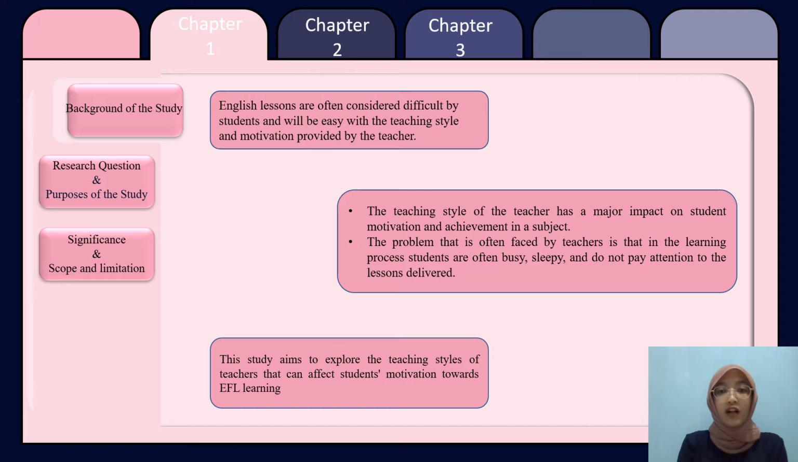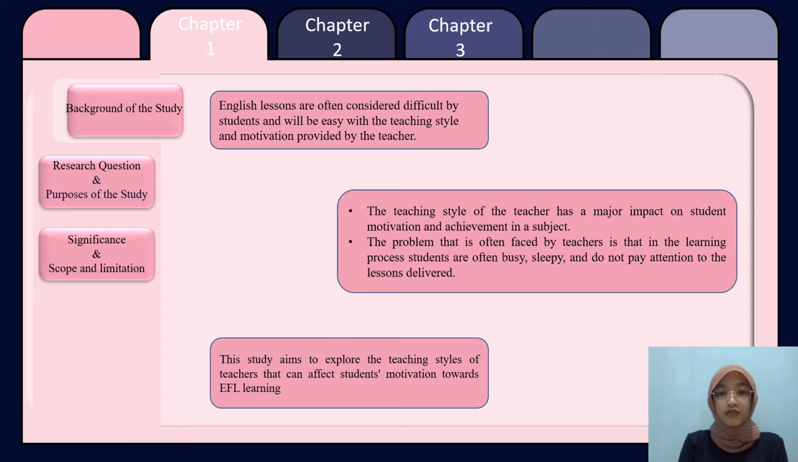The teaching style of the teacher has a major impact on student motivation and achievement in a subject. Some teachers fail to develop a learning atmosphere which can lead to students' motivation, especially in English where the students and teachers are both not native English speakers. Teaching style plays an important role in bringing up the student motivation level.